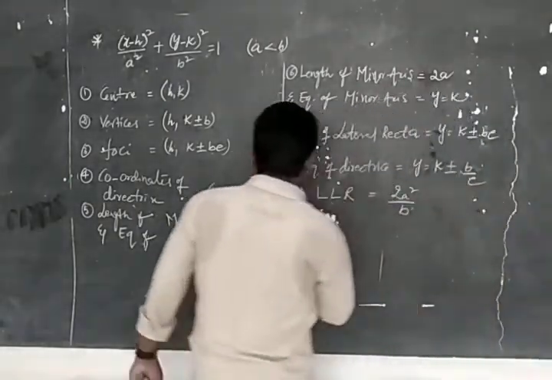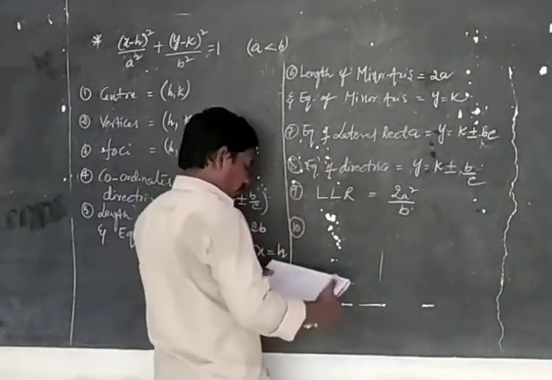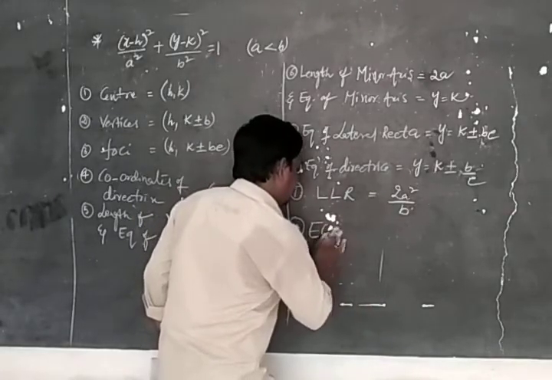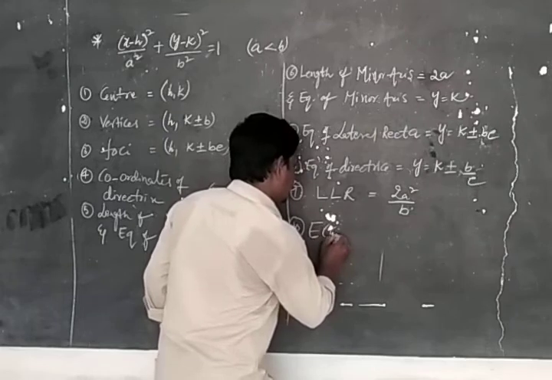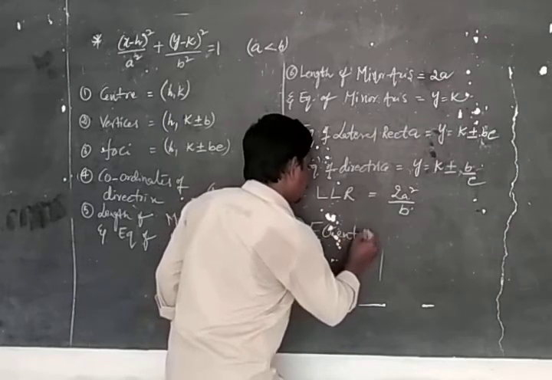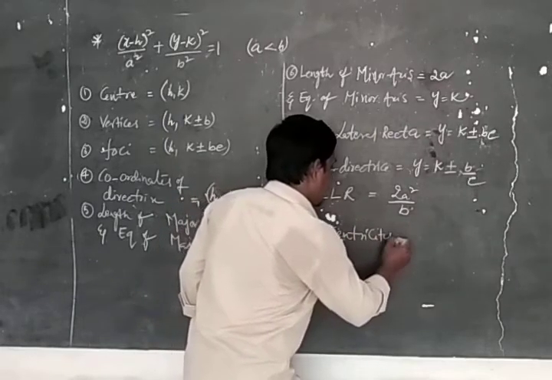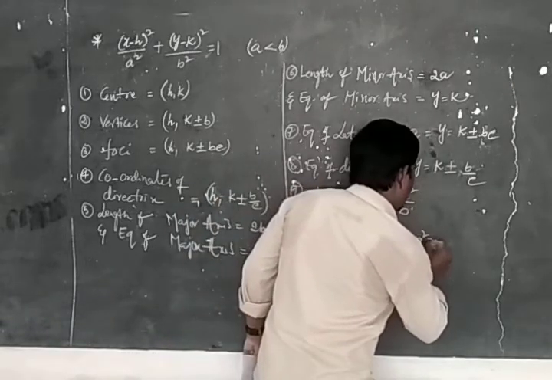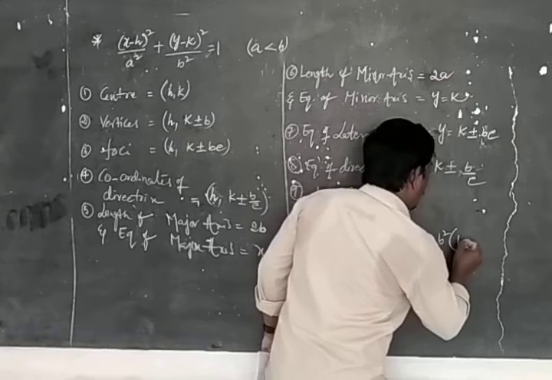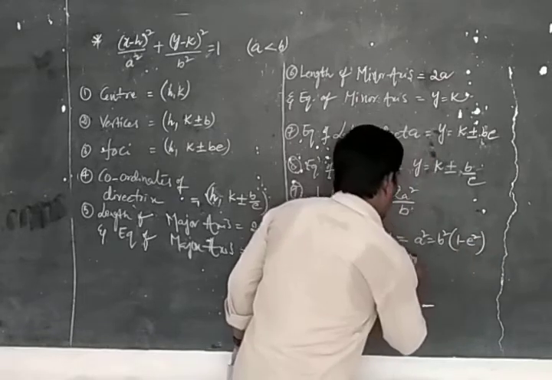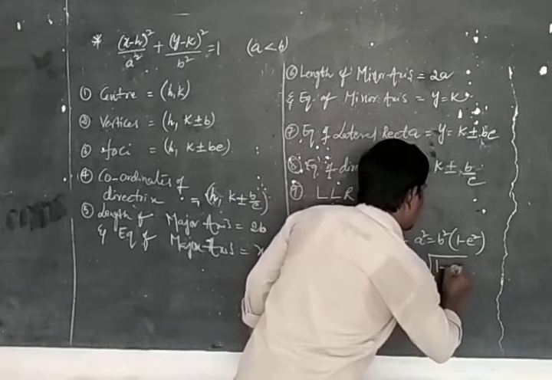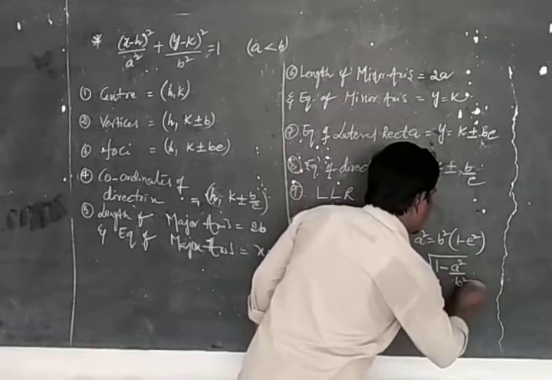Now 10th one, eccentricity. a square equal to b square into 1 minus e square. Now e equal to root of 1 minus a square by b square.